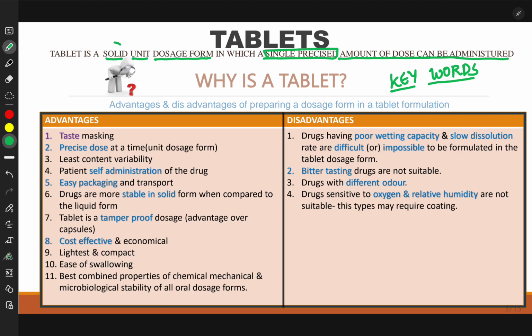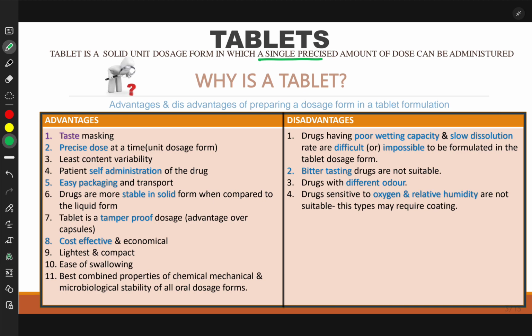Here, solid. This says that tablet is a solid dosage form. Unit means at a single time we are taking a particular precise amount of dose, at a given time. Dosage form in which single precise dose. Unit, single. When you see these important keywords, you will be absorbing the concept completely.